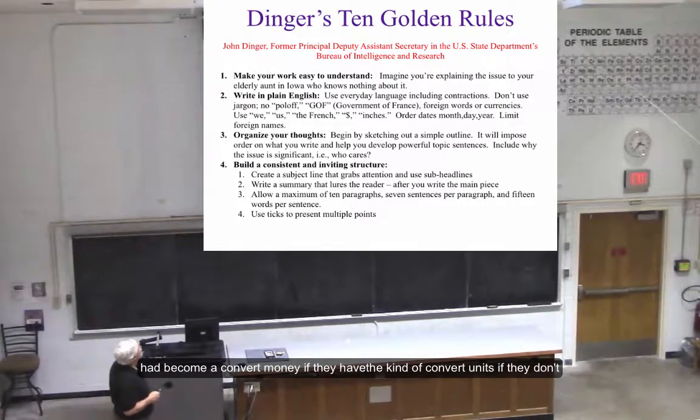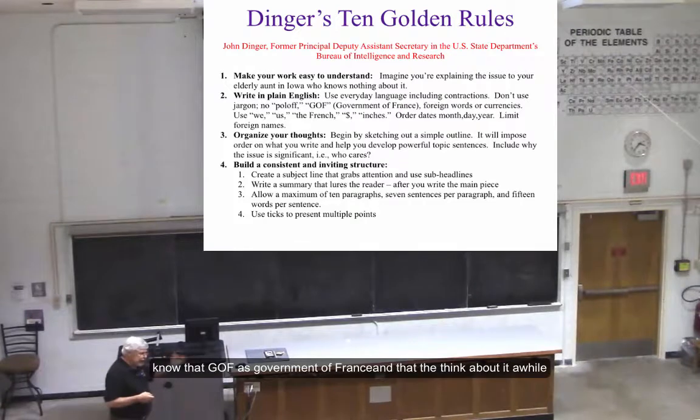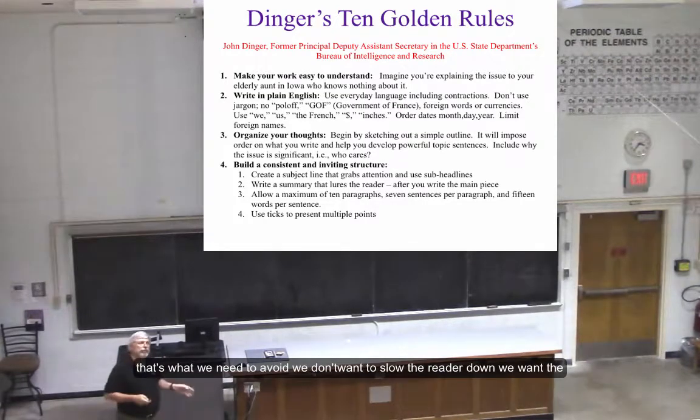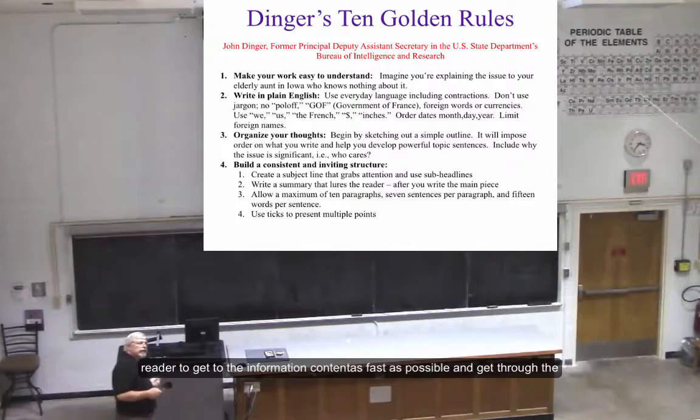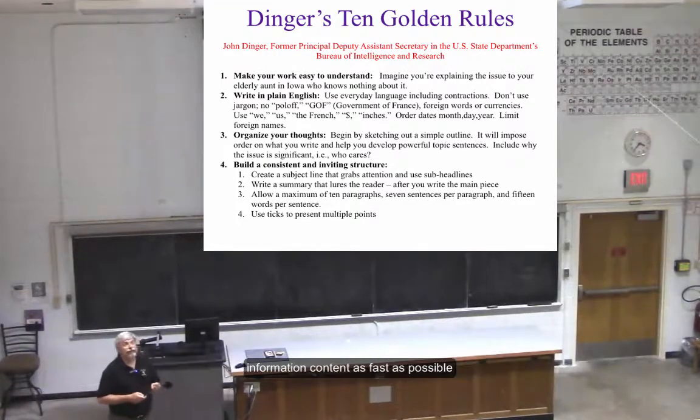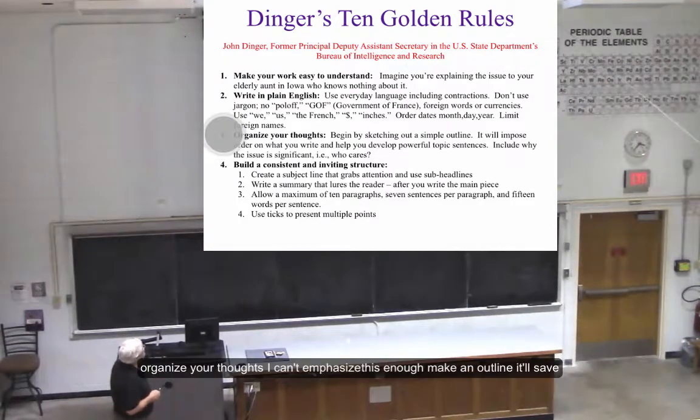If they have to convert money, if they have to convert units, if they don't know that GOF is Government of France and they have to think about it a while, that's what we need to avoid. We don't want to slow the reader down. We want the reader to get to the information content as fast as possible and get through it as fast as possible. Organize your thoughts. I can't emphasize this enough.